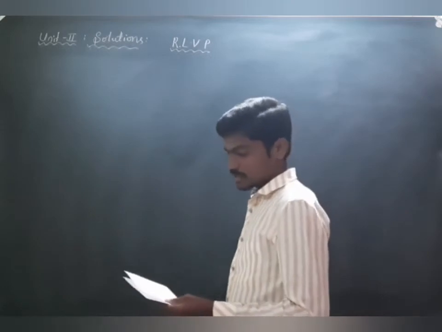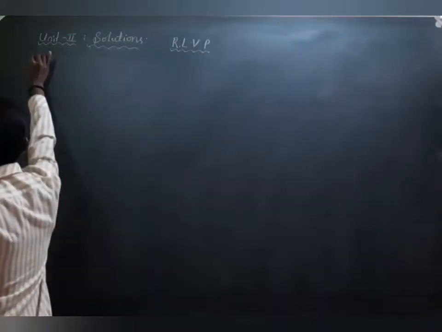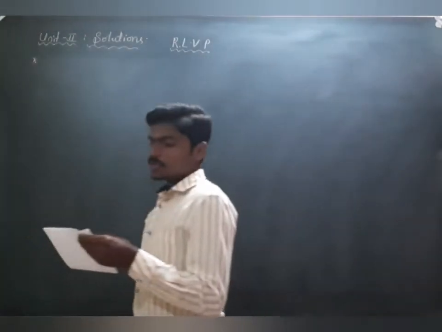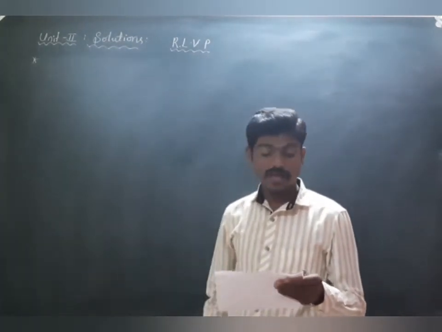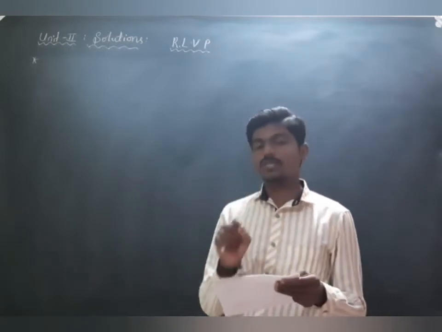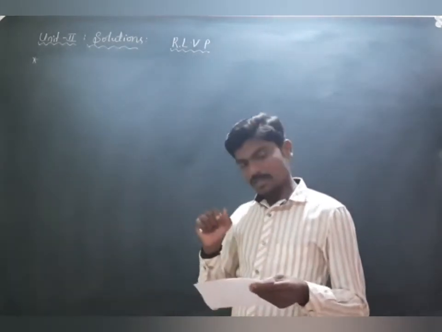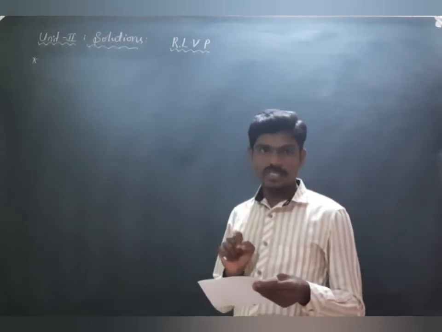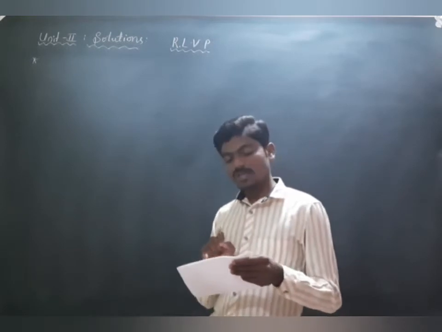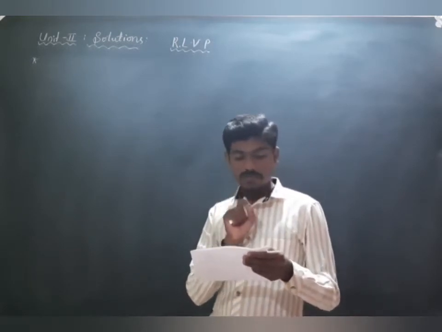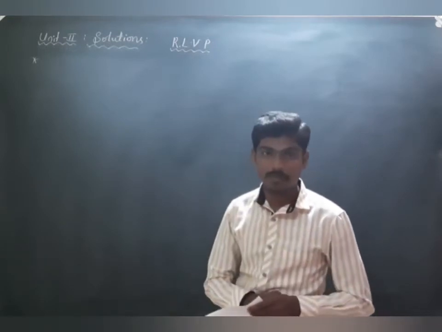The first question in this RLVP: the vapor pressure of water at 20 degrees Celsius is 17.5 mmHg. I have already posted the question paper, so you should see the first question. Here I am writing the data with the explanations. In the first line, the vapor pressure of water at 20 degrees Celsius is given, that is 17.5 mmHg.